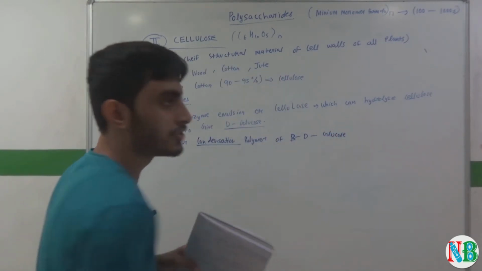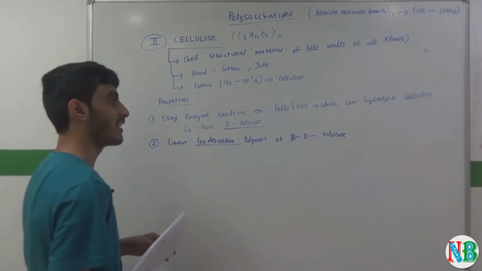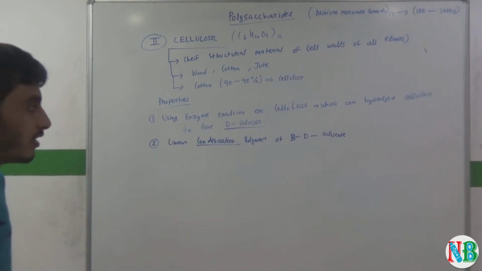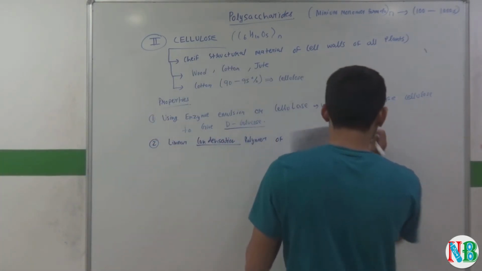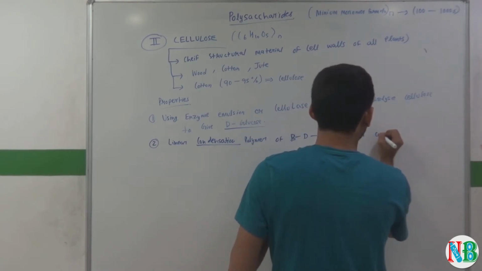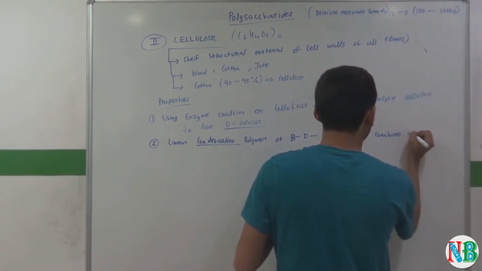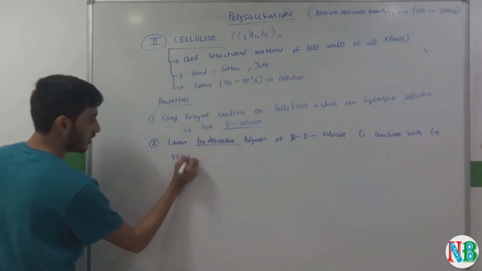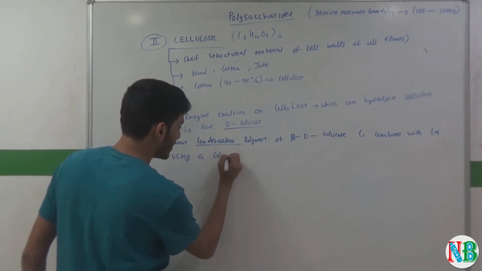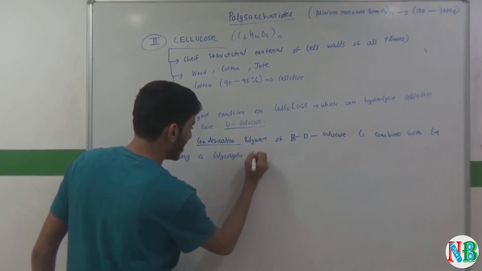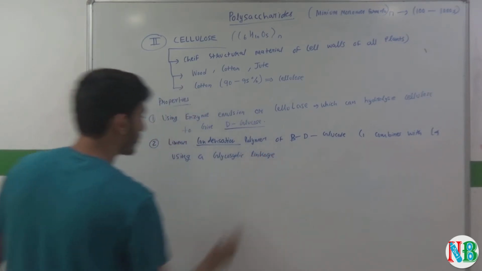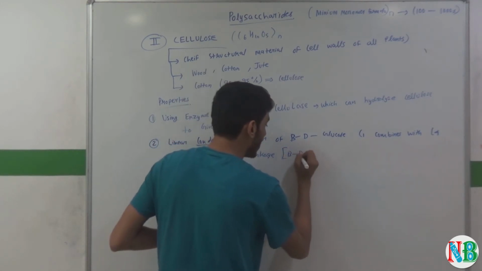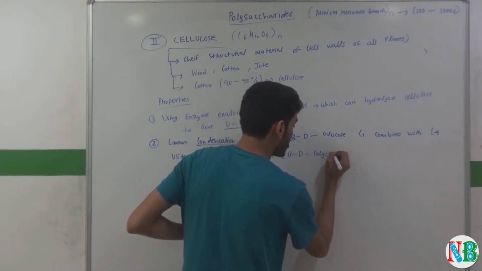And in the case of amylose, we saw that the oxygen at the C1 atom is attached to C4. Over here also we have the same thing. The C1 combines with C4 using a glycosidic linkage. And in this case, this bond is known as beta D glycosidic linkage.